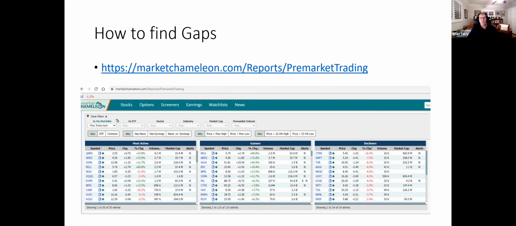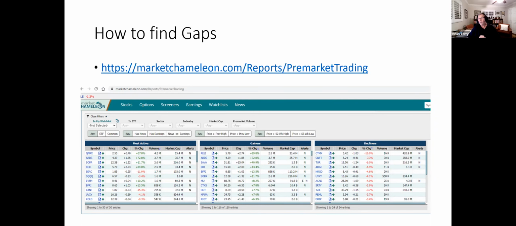So the other part was, how do you find gaps? There's a couple sources, and I was happy that both of the sources that he recommended were sources that I use all the time. To me, the best one is marketchameleon.com.